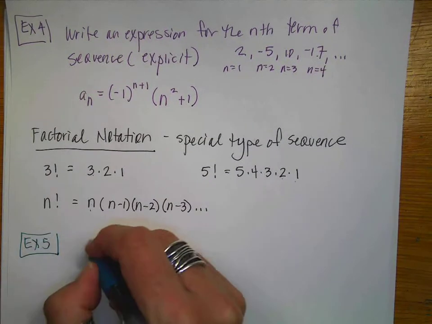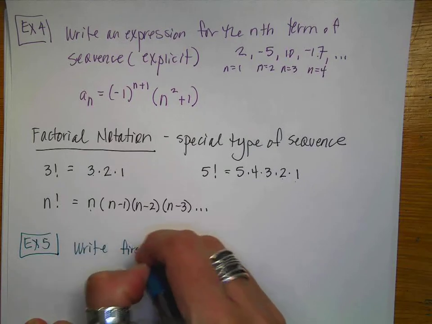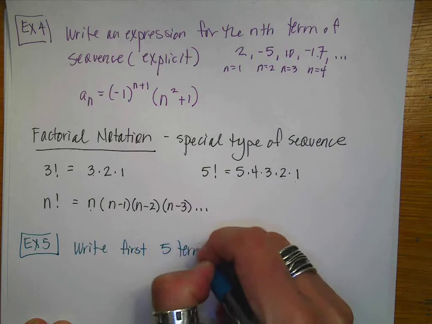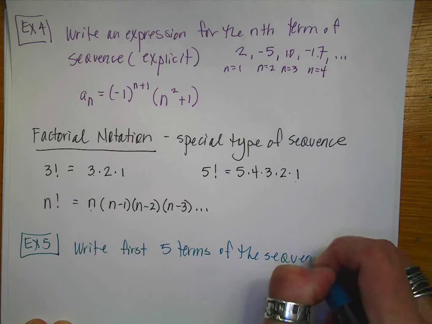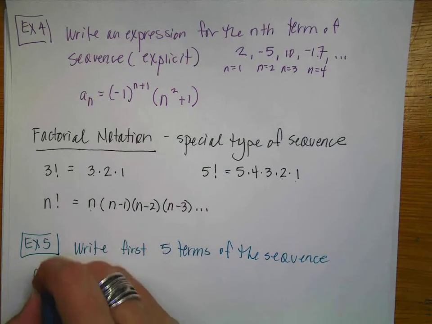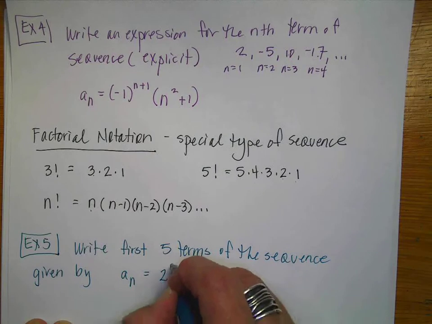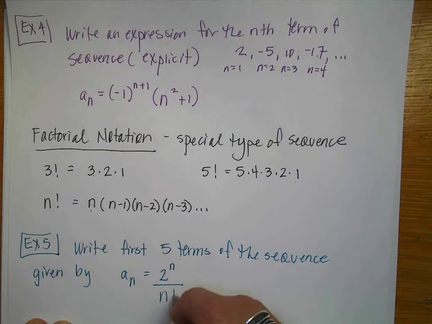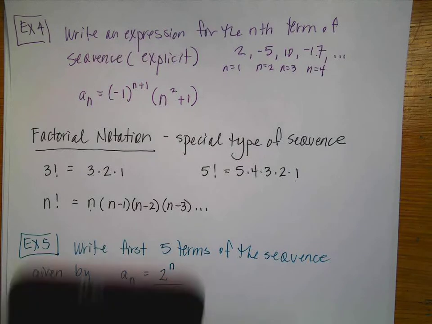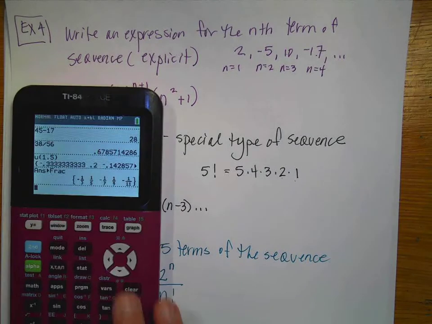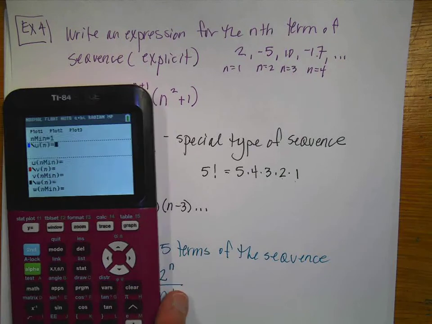This is going to be example number 5. And it says, write the first 5 terms of the sequence given by a sub n is equal to 2 to the n over n factorial. And I'm actually going to do this one in my calculator. Okay, so I'm going to bring in my handy dandy grapher.